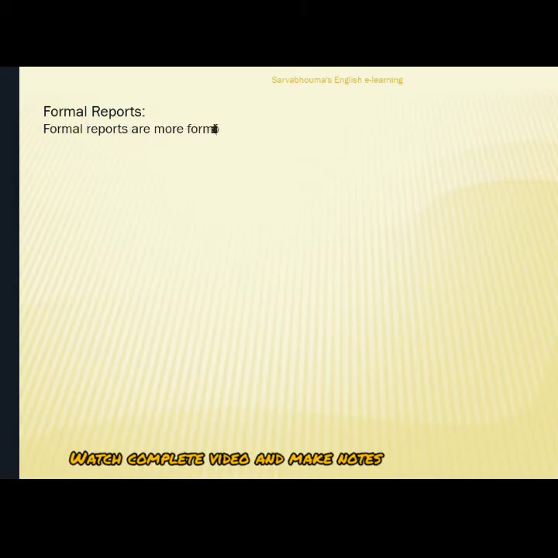Okay, so next let us learn formal reports. Formal reports have seriousness of purpose and content, presenting elaborate data which cannot be informally presented. It is the most important thing. Formal reports are more formal in content and detached in tone. So they are considered more serious than informal reports.